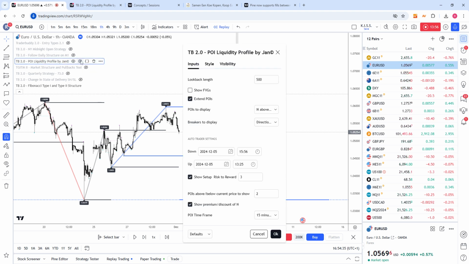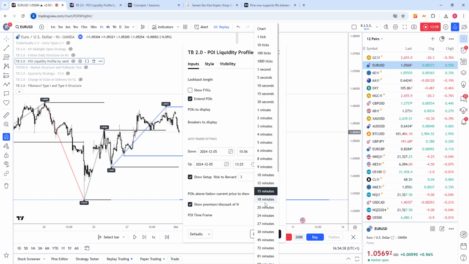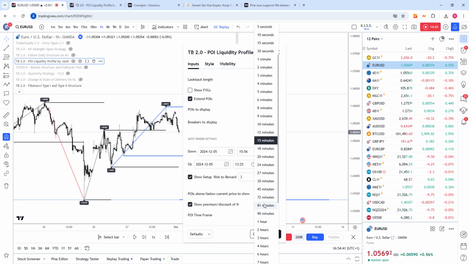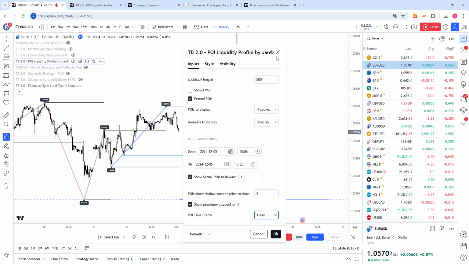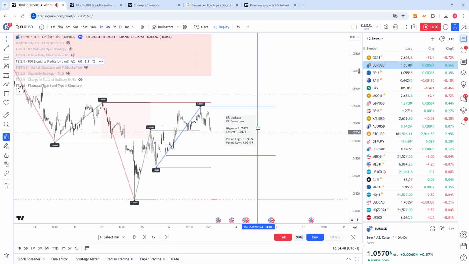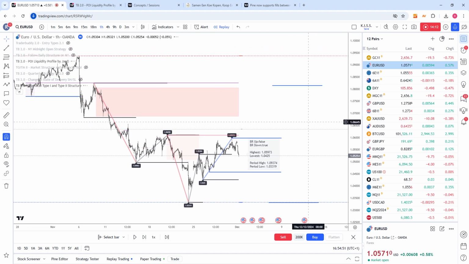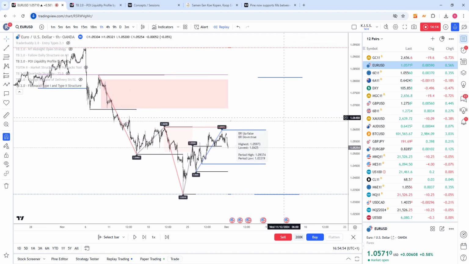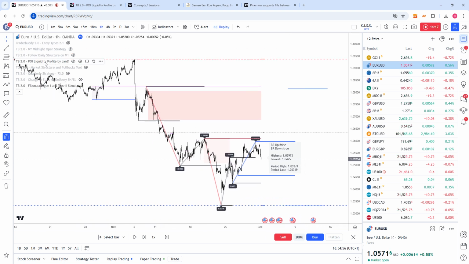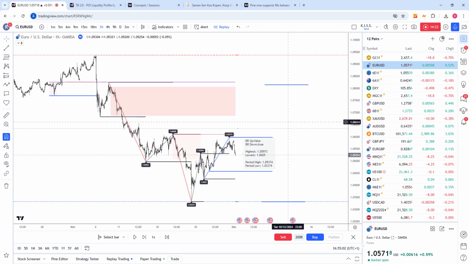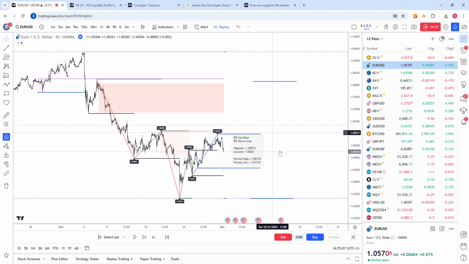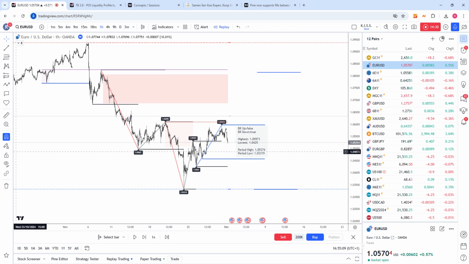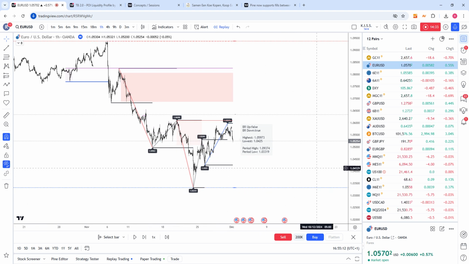Why is this? Oh, okay. If we are on the hourly, we want to see the daily POIs. So if you combine it with the POI, the liquidity seeker of Jan, which Jan coded, we see a large POI zone up here, and on the downside, let's move everything out of the way.